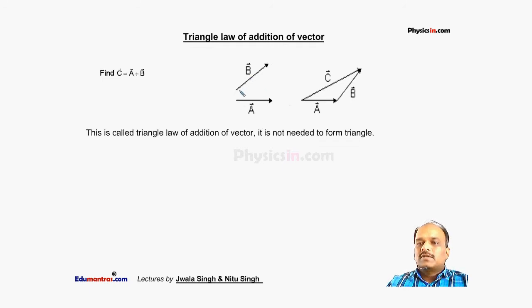I will bring this vector B without changing its magnitude and direction and put the tail of this B on the head of vector A, and join the tail of vector A to head of vector B. Then this C will give me vector A plus B. This is called A plus B, and this way of adding a vector is triangle law of addition of vector.